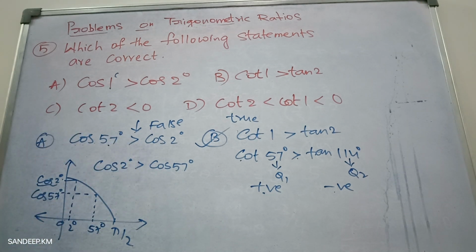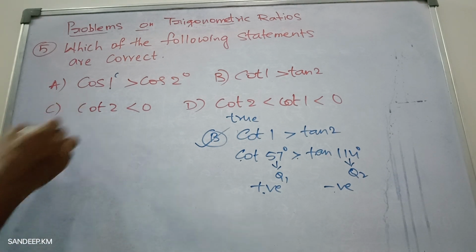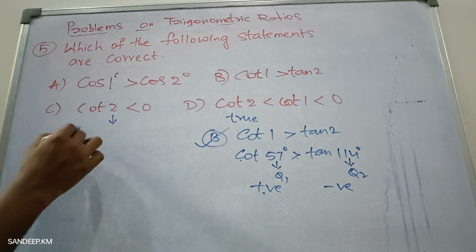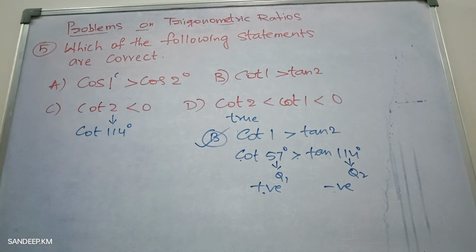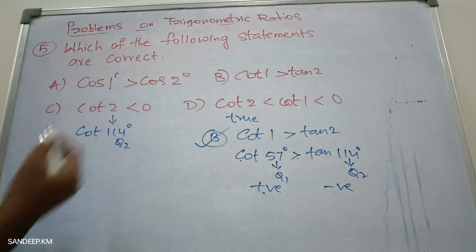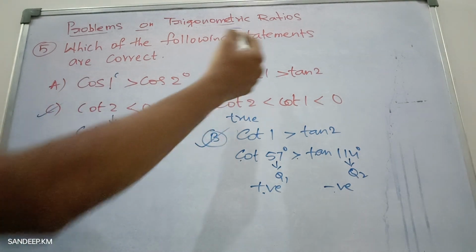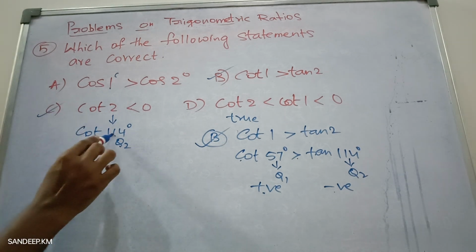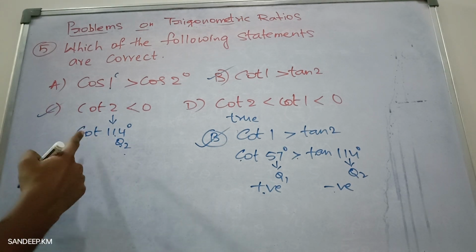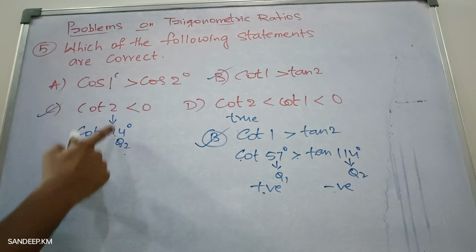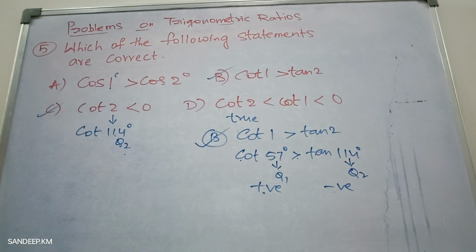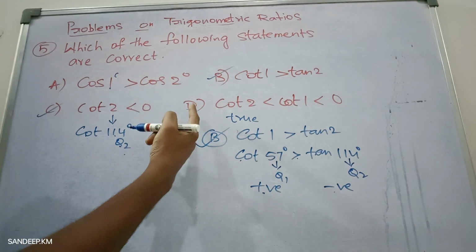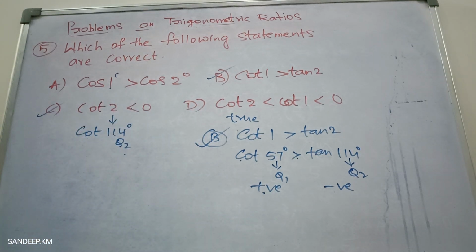Let us check it. If you look at option C, cot 2 means cot 114 degrees. 114 degrees is a second quadrant angle, and in second quadrant cot theta is negative. Of course, cot 114 degrees is less than 0. This is also true. Option B is true and option C is also true. Cot 114 degrees, 114 degrees is an angle in second quadrant. Cot theta is negative in second quadrant, so cot 114 degrees is less than 0.